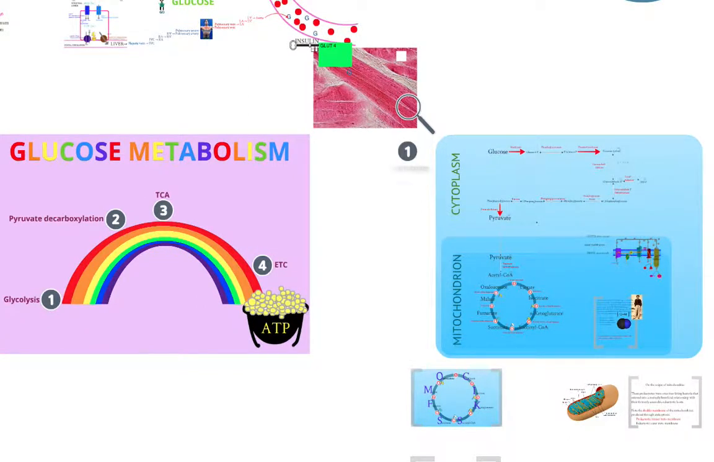Glycolysis occurs in the cytoplasm, whereas pyruvate decarboxylation, the TCA and ETC, occur in the mitochondrion. Glycolysis in the cytoplasm, everything else in the mitochondrion.